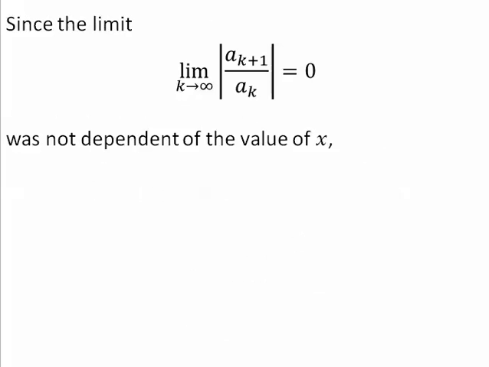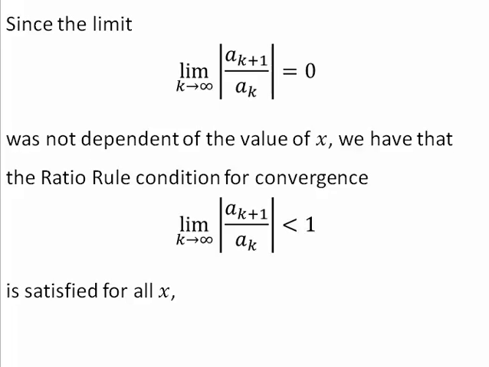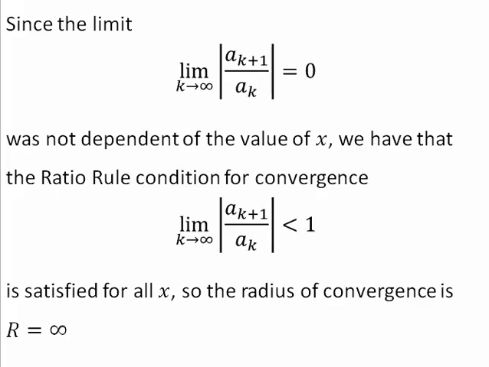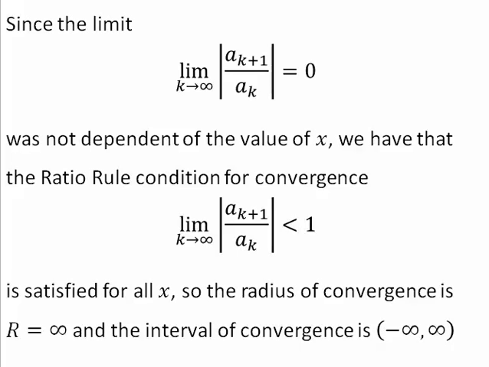Now the limit of the ratio is equal to 0, and that did not depend on the value of x. Remember we said x could be anything? So we have that the ratio rule condition for convergence is satisfied for all values of x. And that means that the radius of convergence is infinity, meaning that the interval of convergence would have to be negative infinity to infinity. Any x value, I will get that ratio of 0.